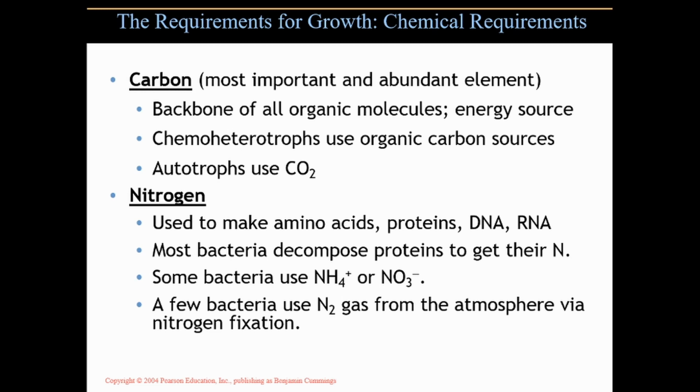Some bacteria can use ammonia or NO3, which would be nitrates. So they take those from the soil, and they can use those compounds, break them down through the use of enzymes, obtain the nitrogen, and then use the nitrogen to build up their own proteins, etc. A few bacteria, and there aren't many, it's a very small number of them, use nitrogen gas from the atmosphere through a process called nitrogen fixation. So the atmosphere that's all around us right now is about 78% nitrogen, and that nitrogen is pretty much inert for nearly all organisms. Like for us, we just breathe it in and we breathe it right back out again.